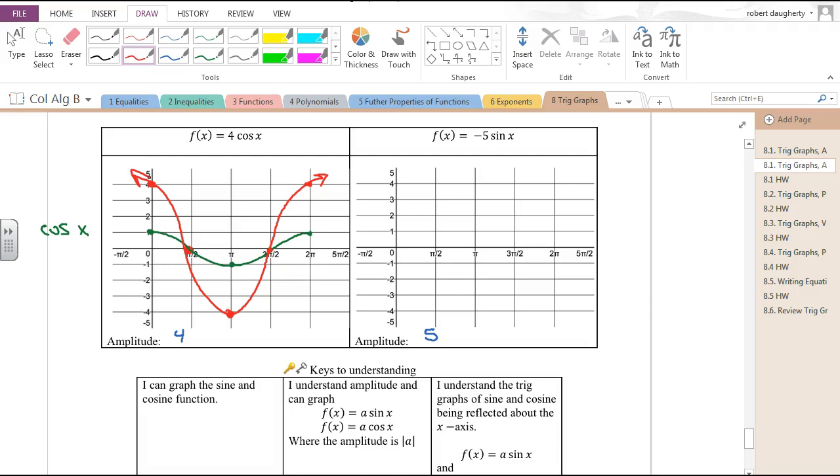-5 times the sine of x. Sine of x starts at what value? 0. Ends at 0, and halfway in between, it normally goes up to 1. What happens when 1 is multiplied by -5? Yeah, it's going to go down to -5, which is right here. And then halfway between these 2 points, it normally goes to -1. What happens when -1 is multiplied by -5? +5. So you get a graph that looks like this. This graph has been reflected about the x-axis and has been multiplied by 5.